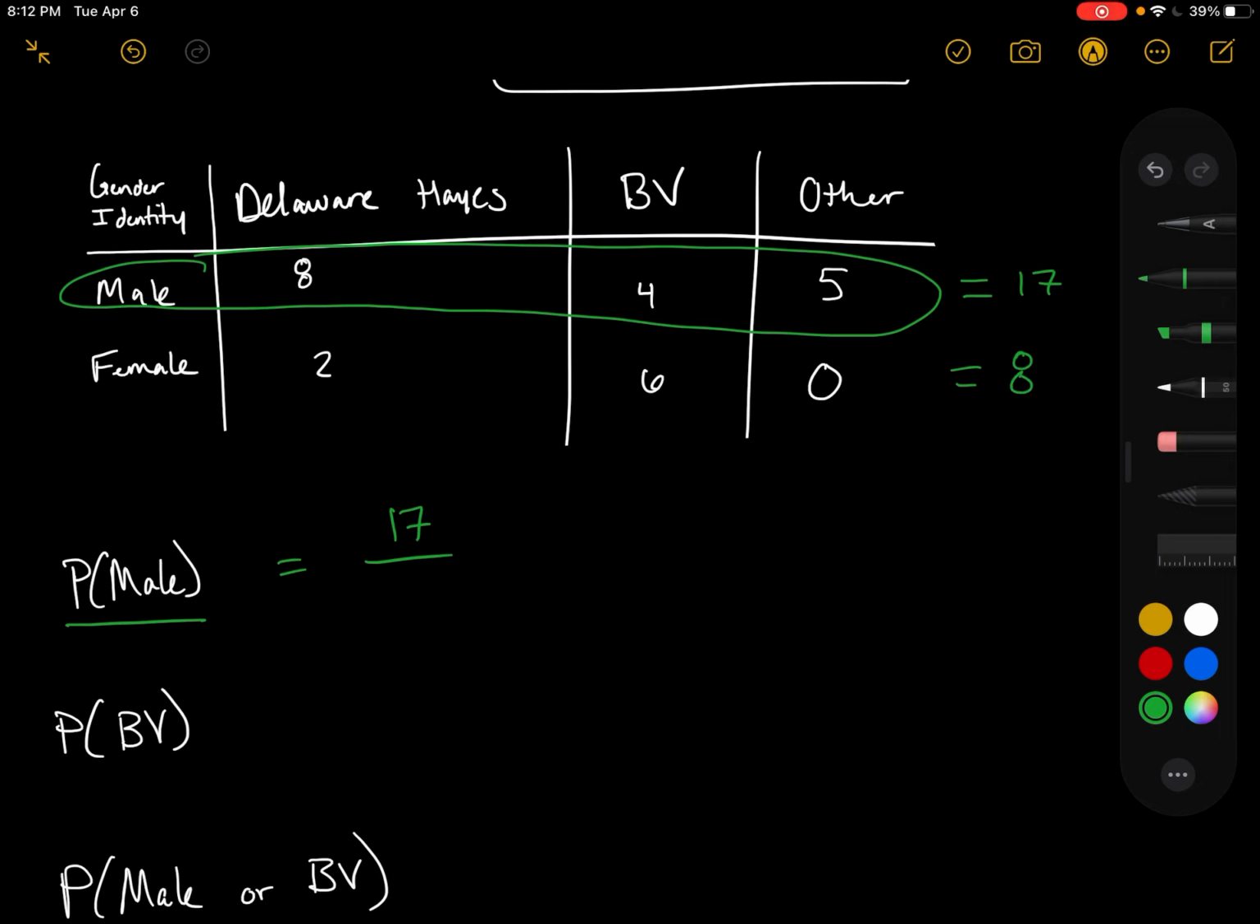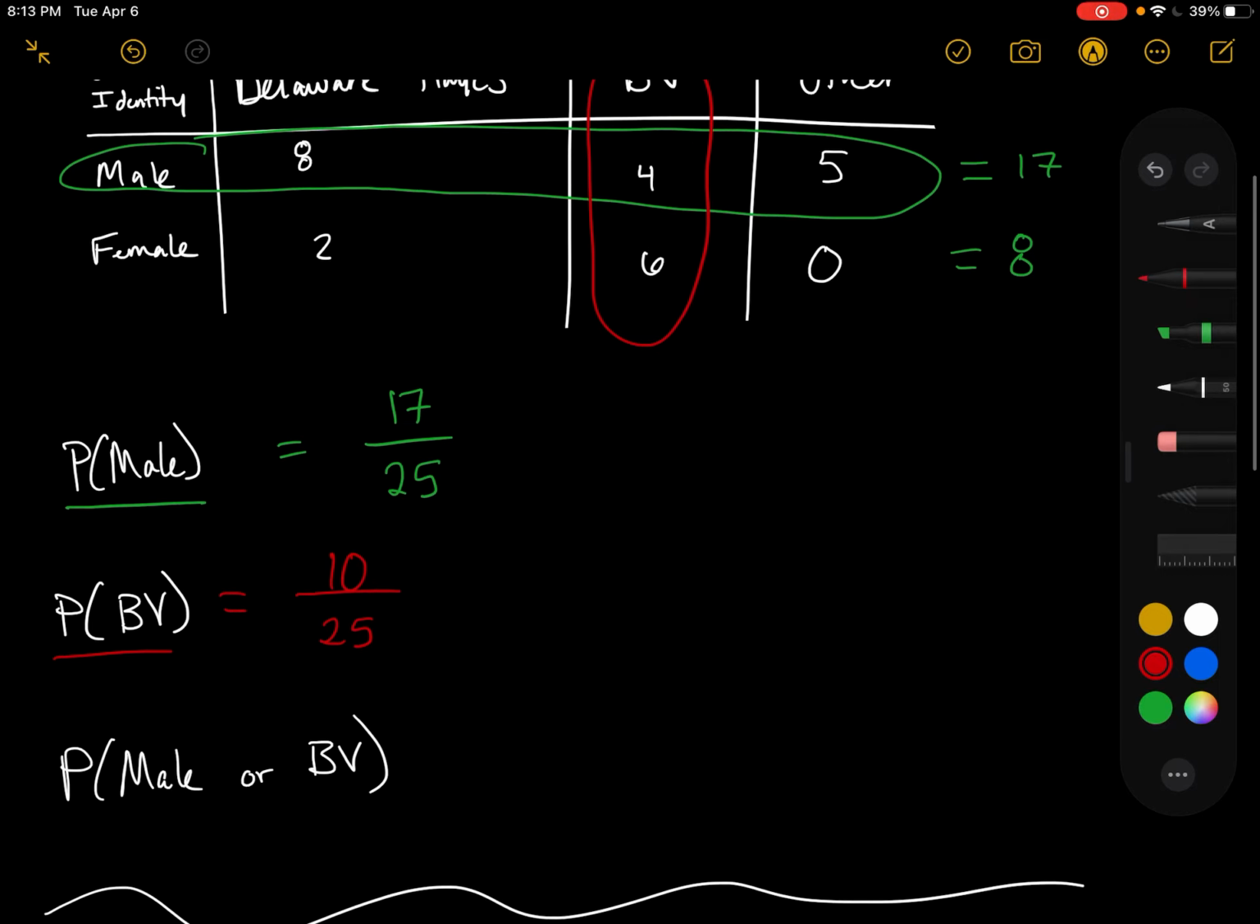And how many students do we have overall? Well, it looks like we have 17 students that identify as male, 8 students that identify as female, for a grand total of 25. So the probability that we choose a student at random from one of my class periods that identifies as male is 17 out of 25. Okay, let's look for a student from Buckeye Valley. Well, I still have 25 students in that class period, and now we're just looking for students that go to BV. So we have a total of 4 and 6, so put those together, we get 10. So if we choose a student at random that goes to Buckeye Valley, we expect 10 out of 25 times, we'll randomly select a student that goes to Buckeye Valley.